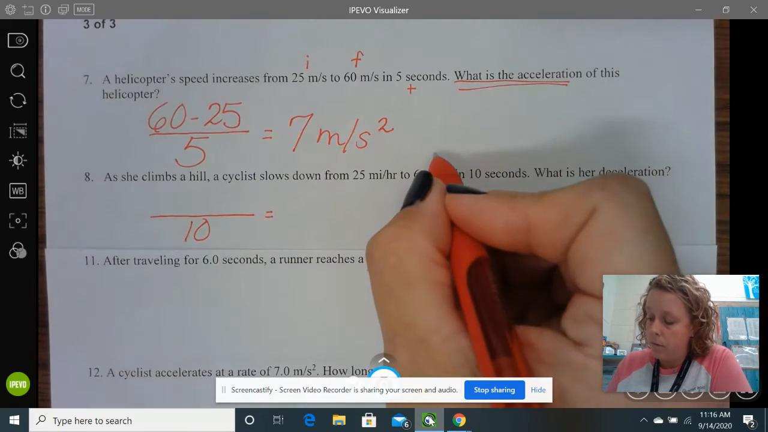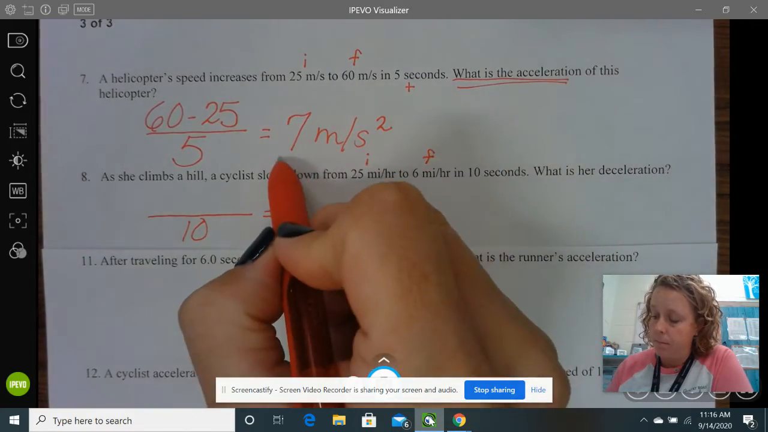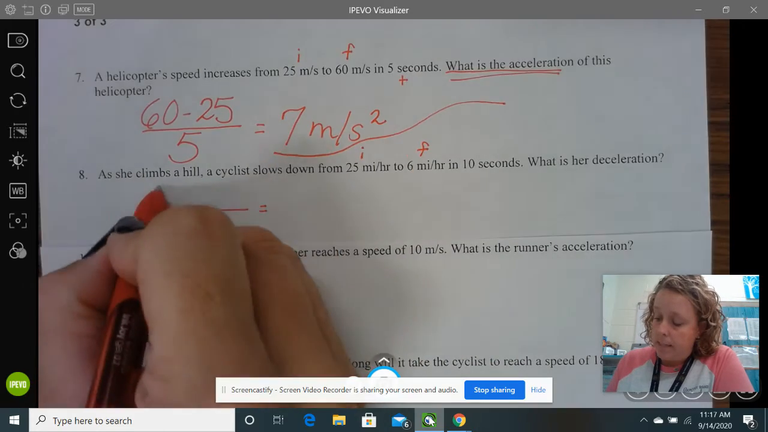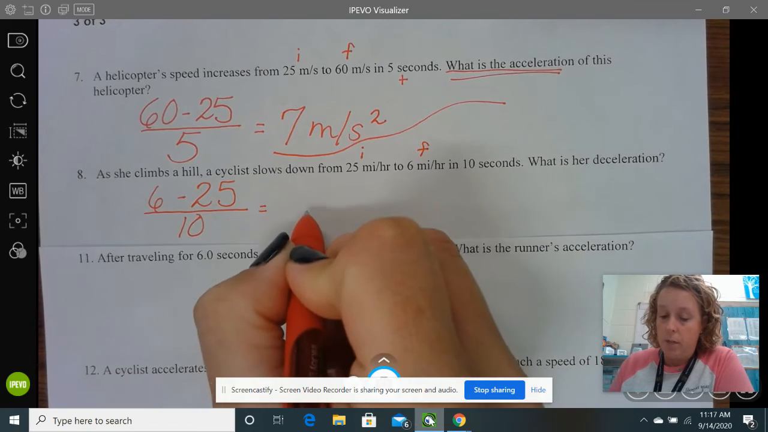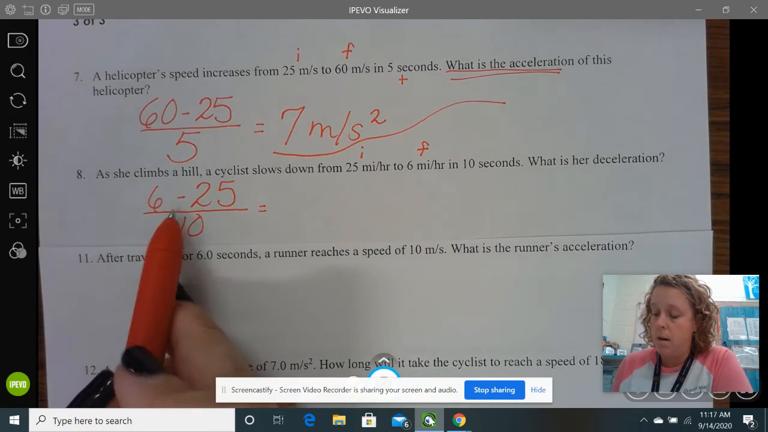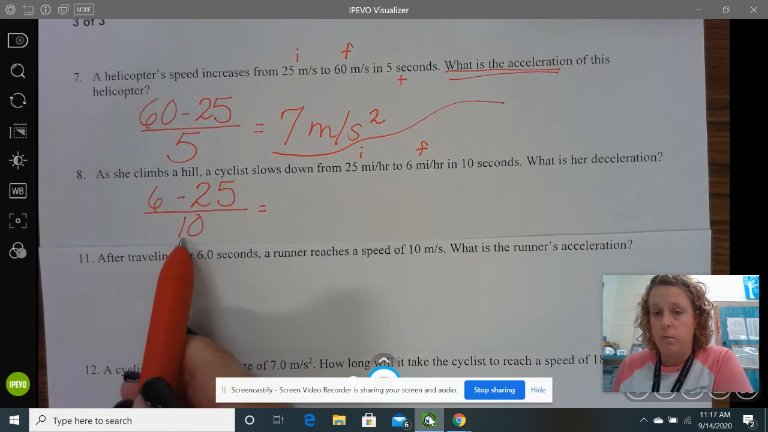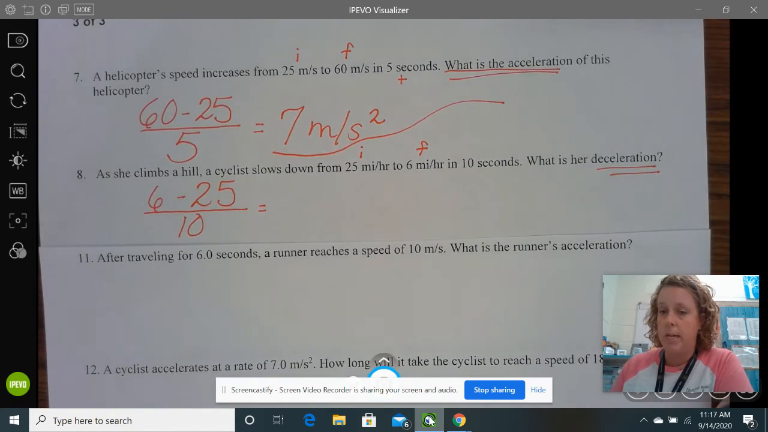So final would be 6 miles per hour. Initial would be, let me separate that a little bit so it's not confusing. Final would be 6 minus 25. Okay, so go ahead and do that math. Remember, on top, you're going to have a negative divided by a positive, which is going to give you a negative answer because this is deceleration. Okay, slowing down. A negative acceleration means slowing down. So go ahead and do the math on that one.